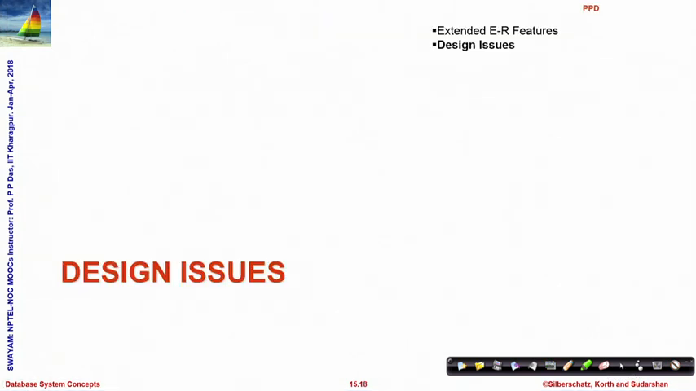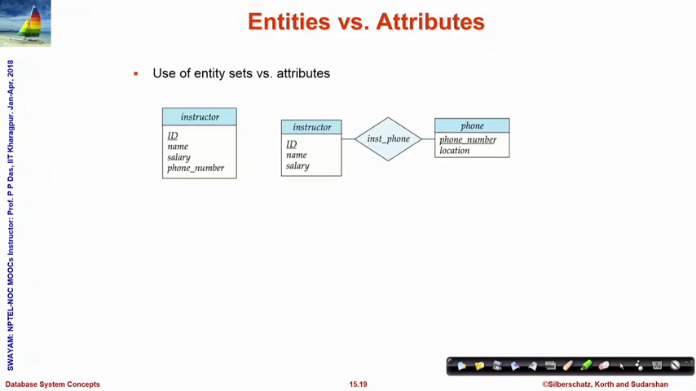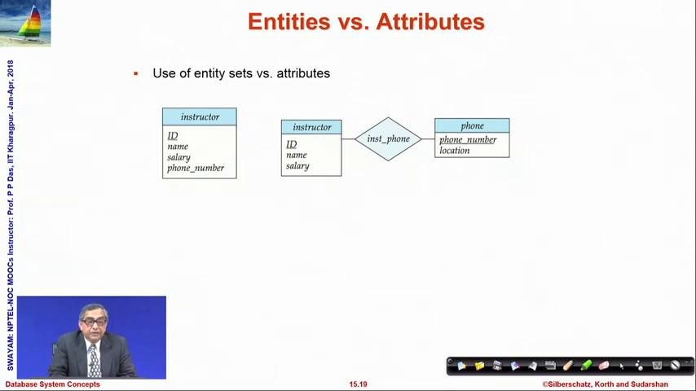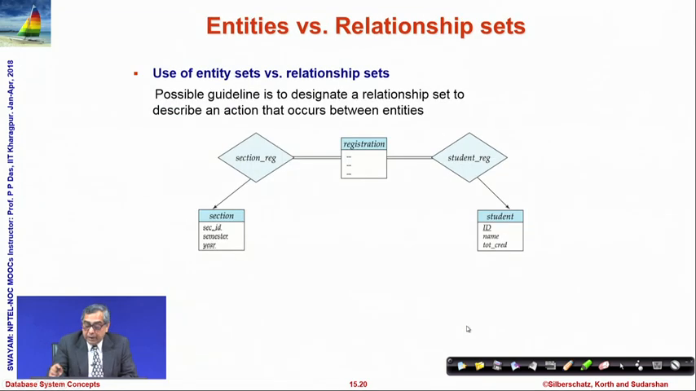Okay. Now, given these basic features as well as the extended features, let me talk about a few design issues, the different challenges that we have seen so far. For example, we have seen the case of multi-valued attributes. The way we can represent that is using that multi-valued attribute as a separate entity set, like the phone number, which also has the advantage of having its own added information.